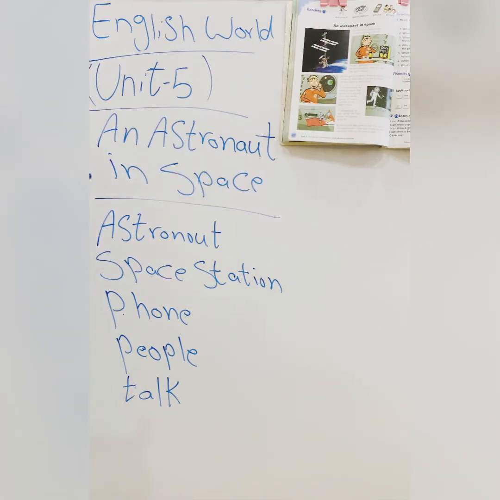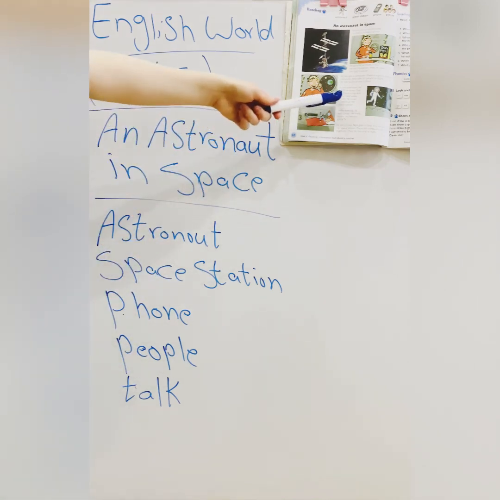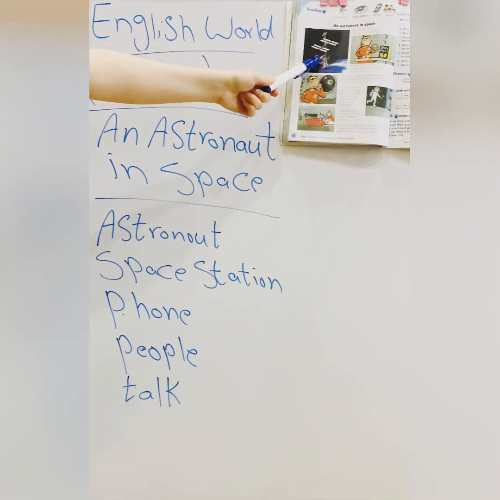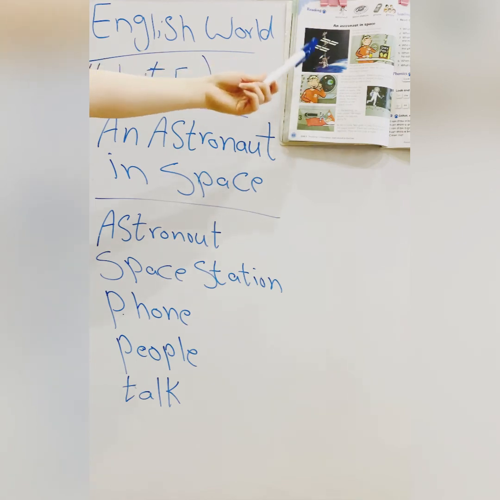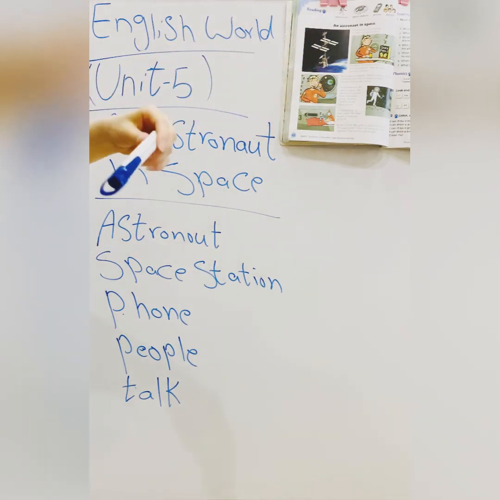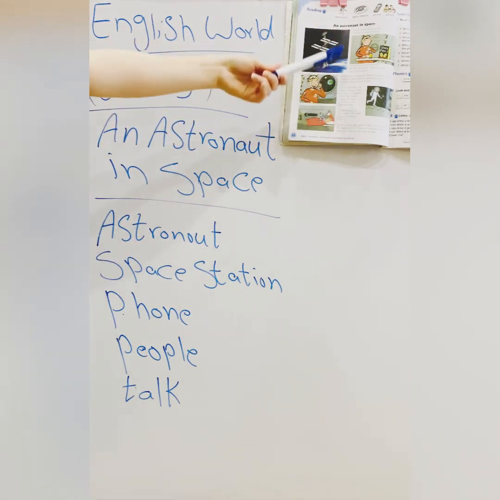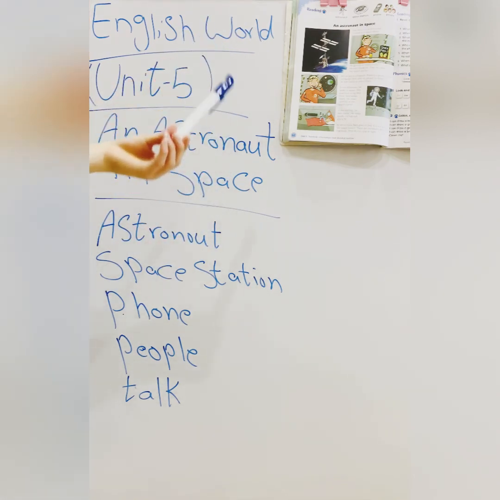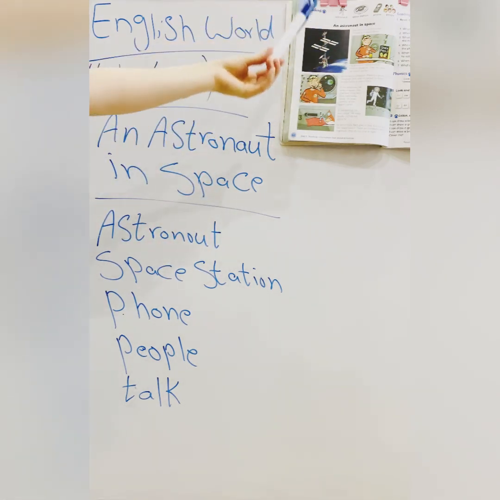So the things we have to learn from this reading are how to write astronaut, space station, phone, pupil, and talk, and how to write space suit. This is a space suit. This is a space station, and they need a phone and computer to talk to the people on Earth and give them information about space. Also, inside this reading, we can use the time for the things that we do daily in the evening, morning or afternoon.